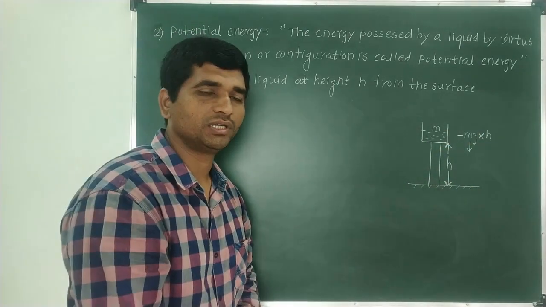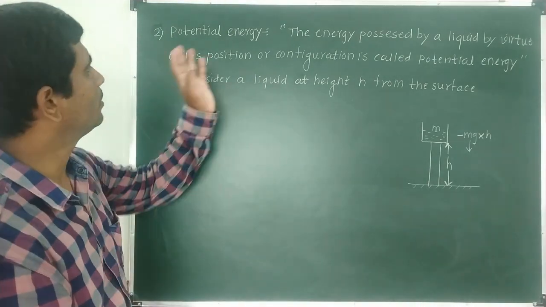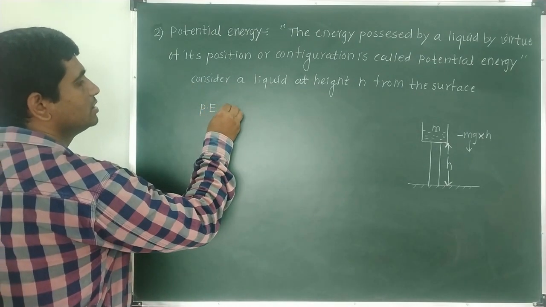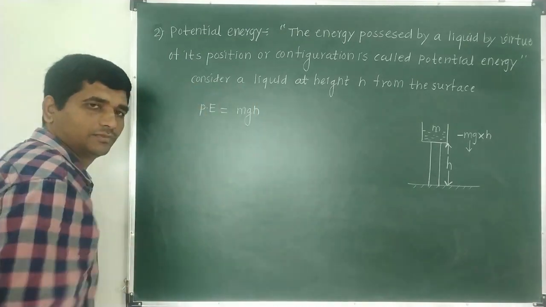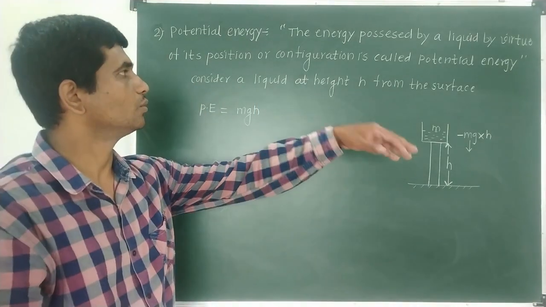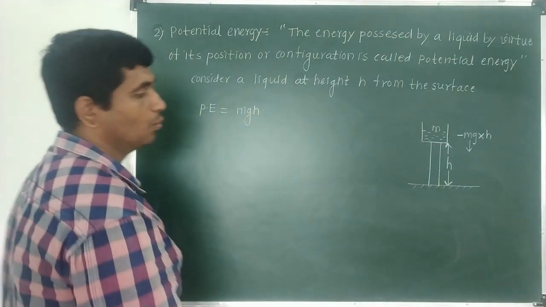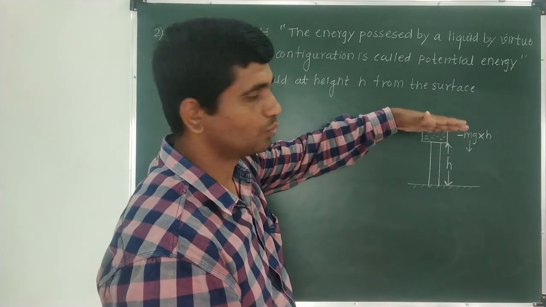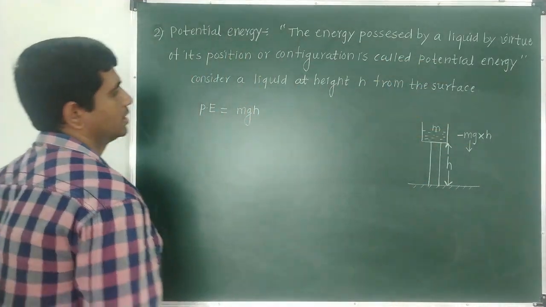And now the negative of this energy is stored in the form of potential energy. So you can write over here, potential energy, the negative of that, will be mgh. The work done by the force is negative, but this work is stored in the form of potential energy, so it is plus mgh.